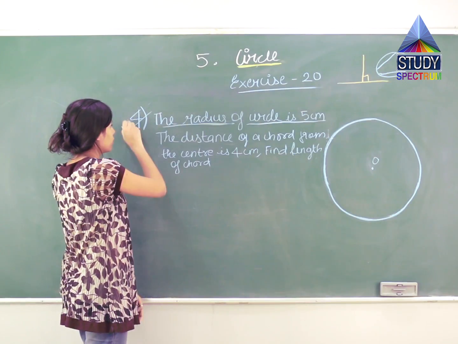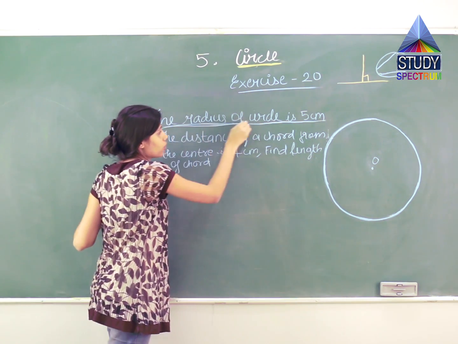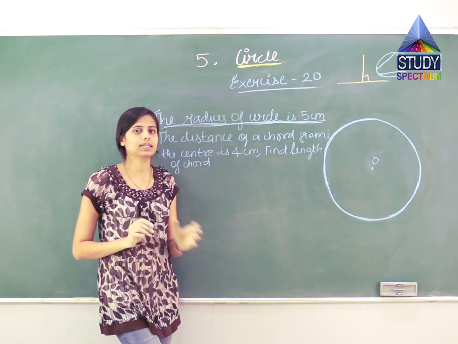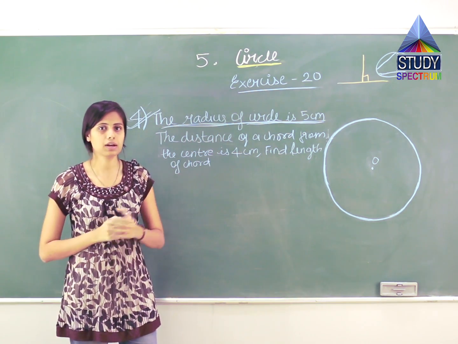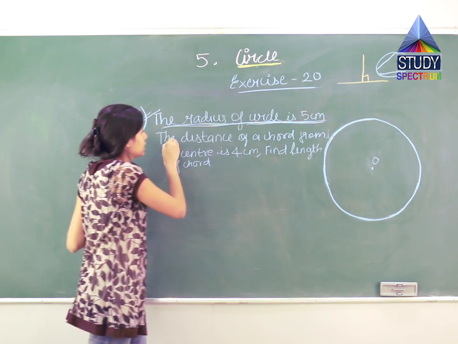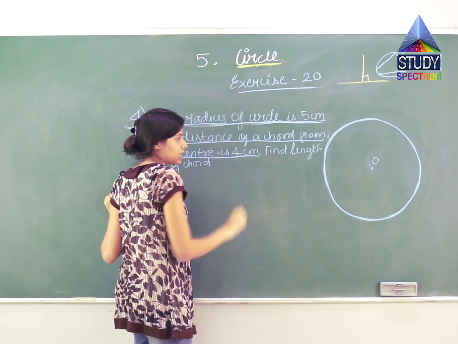Now let us start with the fourth question. Let us read the question first. The radius of the circle is 5 cm. Okay, so what are they saying? They are saying that the radius of the circle is 5 cm. There can be n number of radii, right, for a given circle. Now let us read the question further. The distance of a chord from the center is 4 cm.